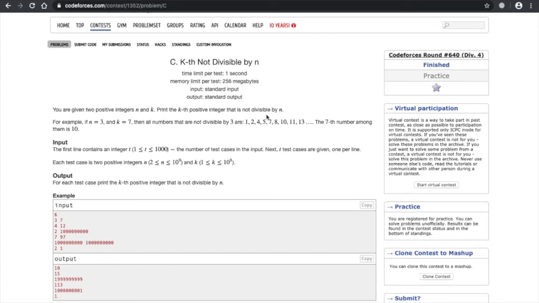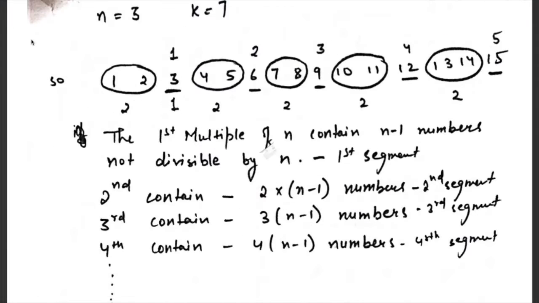For example, if n equals 3 and k equals 7, then all numbers that are not divisible by 3 are 1, 2, 4, 5, 7, 8, 10, 11, 13, and the seventh number among these is 10. So our answer will be 10. So you have to find the kth number which is not divisible by n.